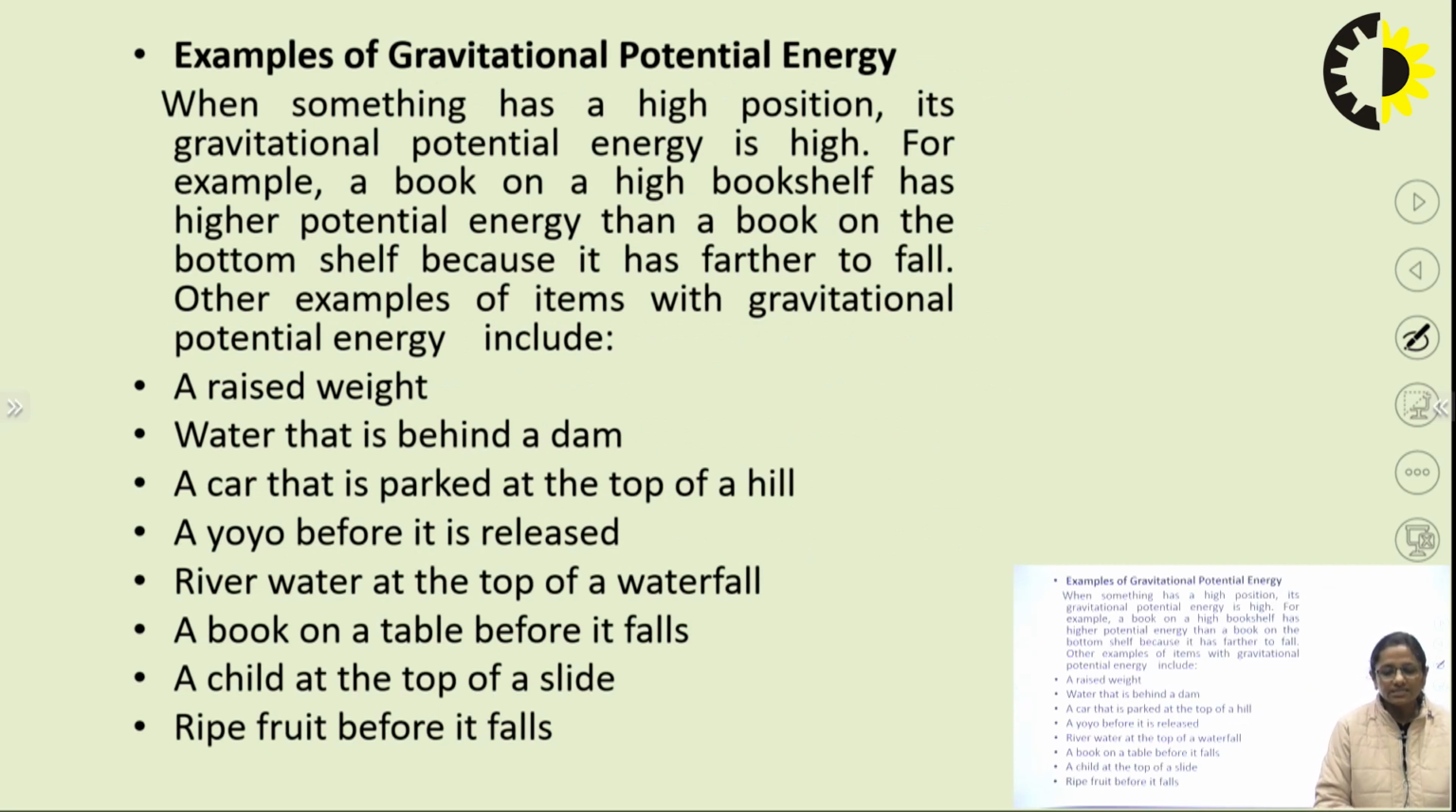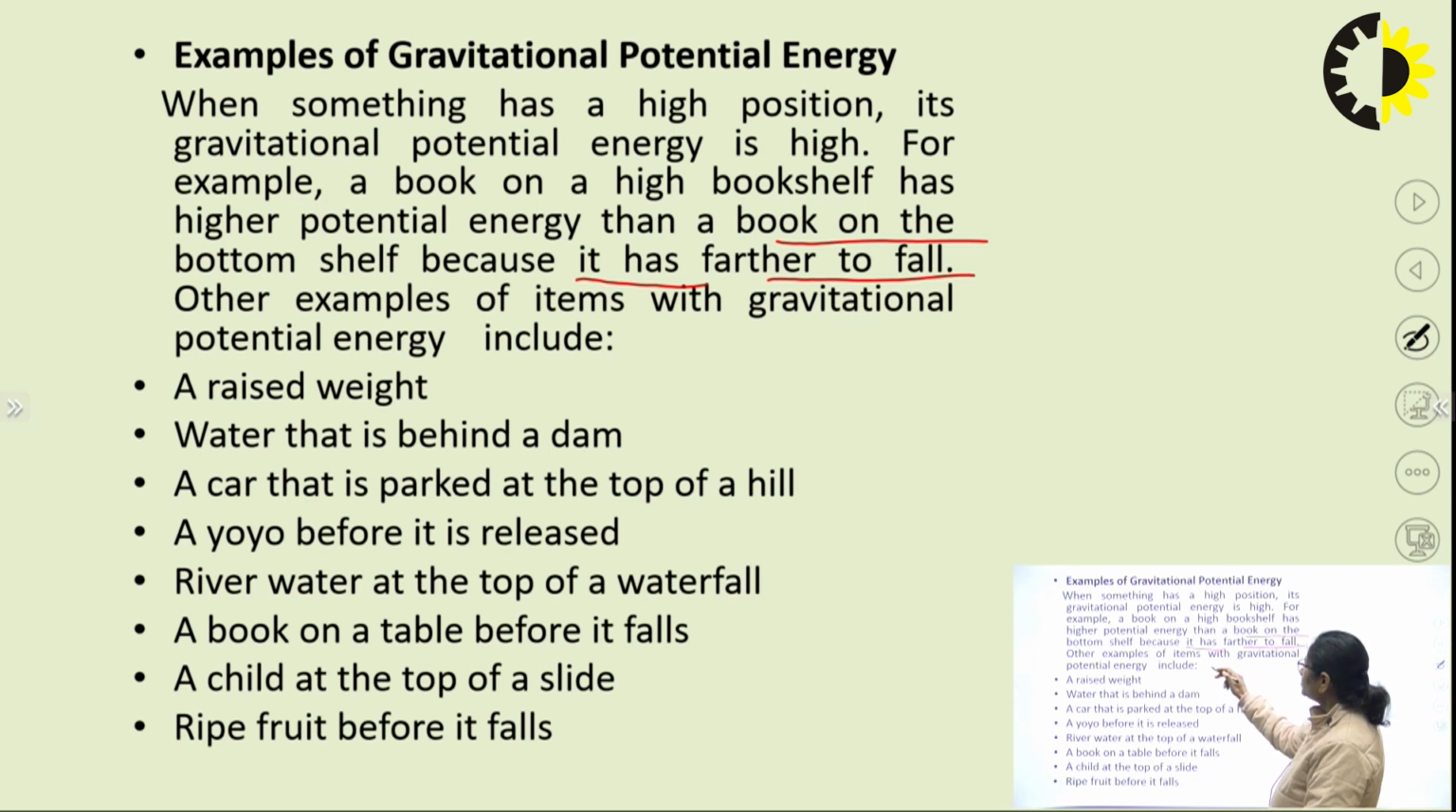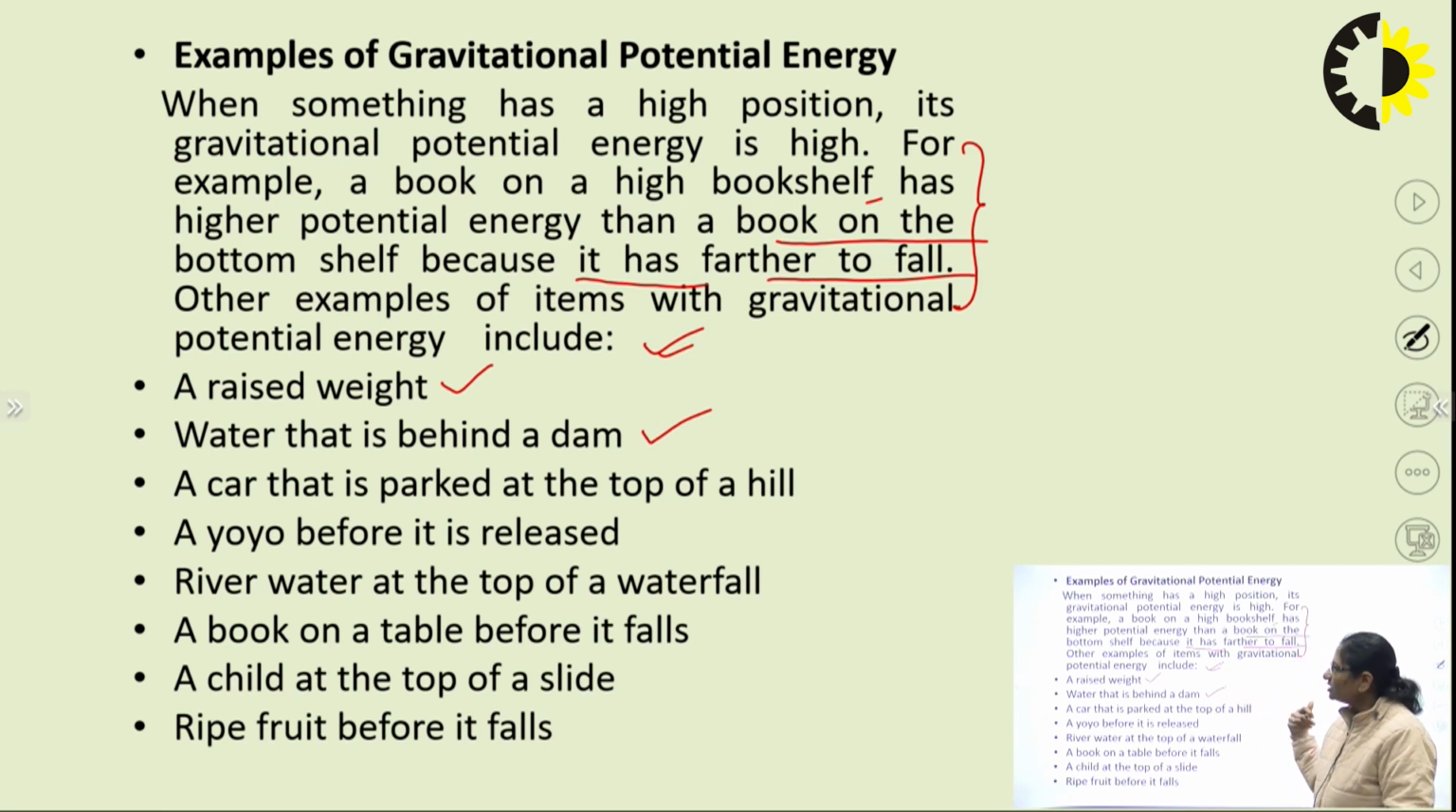Let us see the examples of gravitational potential energy. When something has a high position, its gravitational potential energy is high. For example, a book on a high bookshelf has higher potential energy than a book on the bottom shelf because it has farther to fall. Other examples include a raised weight. The example which I have quoted over here is the example of the raised weight. Water that is behind a dam is an example of gravitational potential energy.